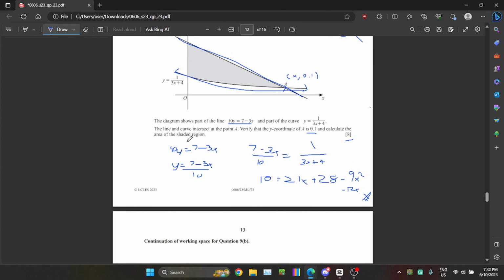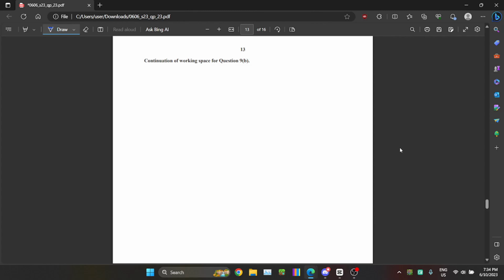Now we just need to calculate the area of the shaded region. That's the important question. I don't know what the point of this one is, it's like, to warm you up or something. Alright, you know what? I'm going to end it right there.